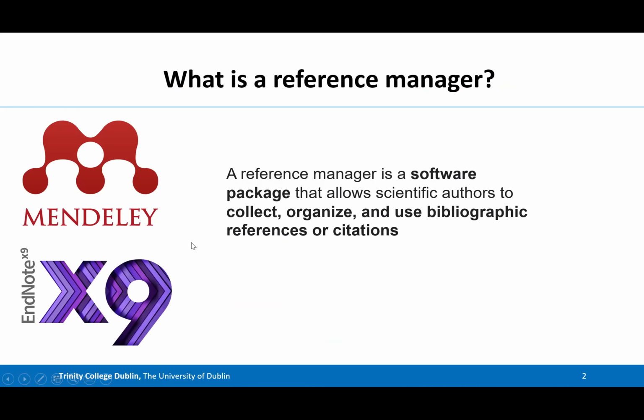So first off, what is a reference manager? Well, there's a couple of different types. There's Mendeley and there's Endnote that I have the lovely symbols for here on the left. A reference manager is software that you can download onto your computer, or sometimes it's online software, that allows scientific authors to collect, organize, and use bibliographic references or citations. So it's really handy for people who need to cite when they're writing an academic essay or a thesis or dissertation, and you need to organize your references and your bibliography. This will do all of that for you.